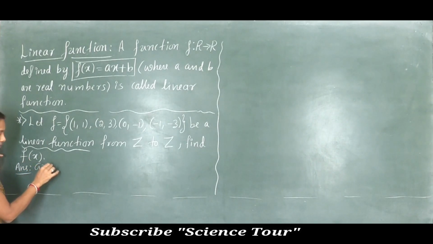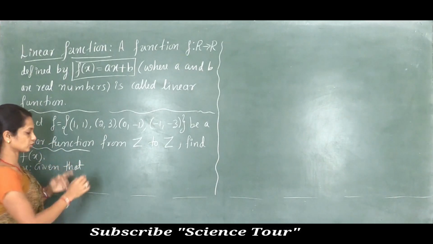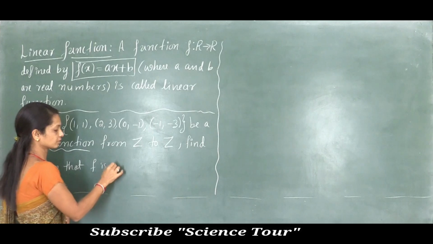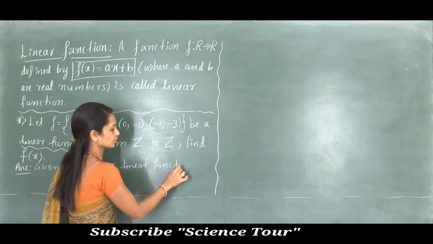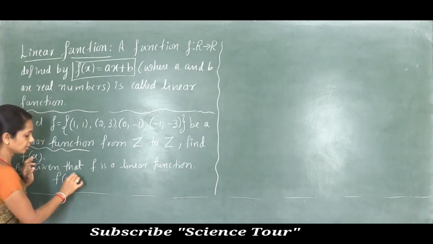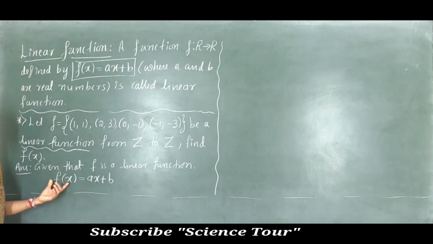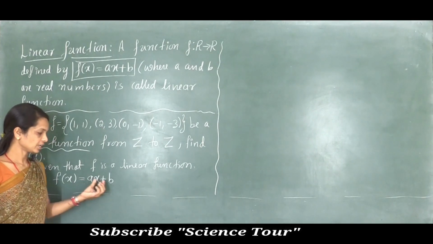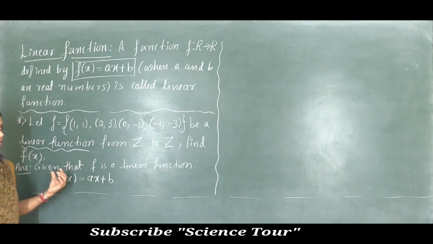Given that f is a linear function, that will be in the form ax plus b. So now f of x is equal to ax plus b. You have to find what is a and what is b. If you find a and b, then you will get what exactly the function f of x is.